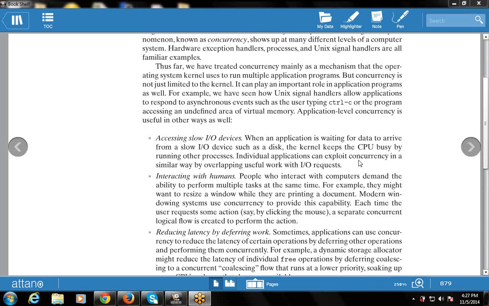For example, they might want to resize a window while they are printing a document. Modern window systems use concurrency to provide this capability. Each time the user requests some action, a separate concurrent logical flow is created to perform the action. This is very useful whenever a person wants to access more than one thing on the system at the same time. That is the main advantage of application level concurrency.